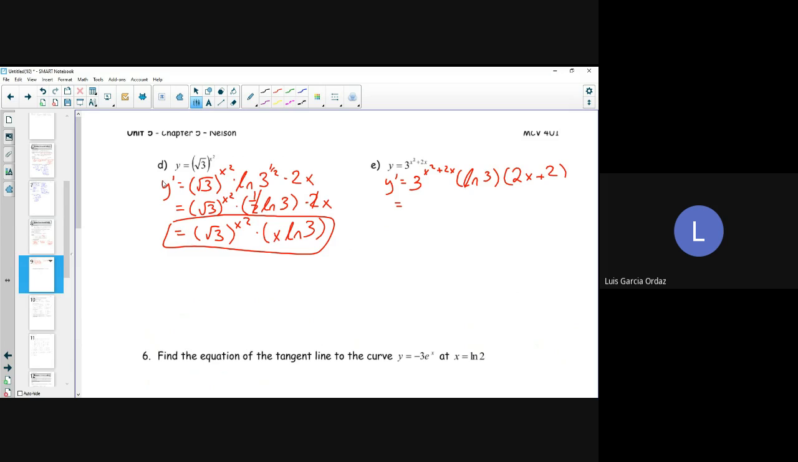Now, if I rearrange it, I can get 2x plus 2 times 3 to the x squared plus 2x times ln of 3. I can factor out a 2 from my first bracket, so I get 2 times x plus 1 times 3 to the power of x squared plus 2x times ln of 3. And I cannot simplify anymore, so I would leave my answer as that.